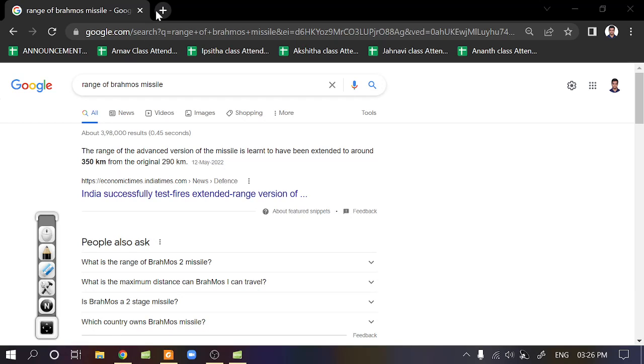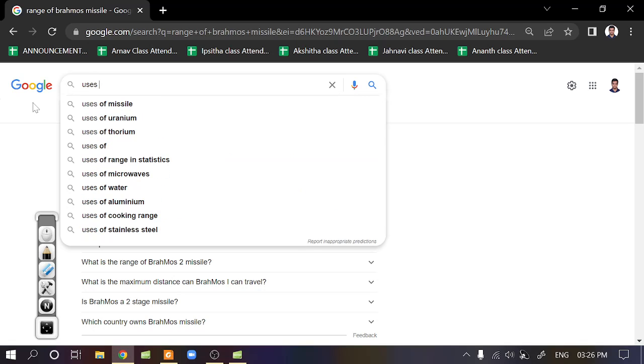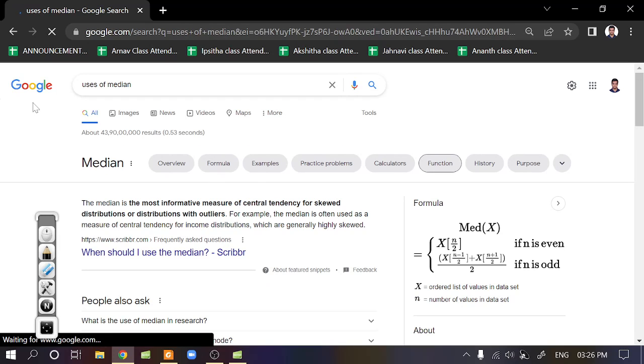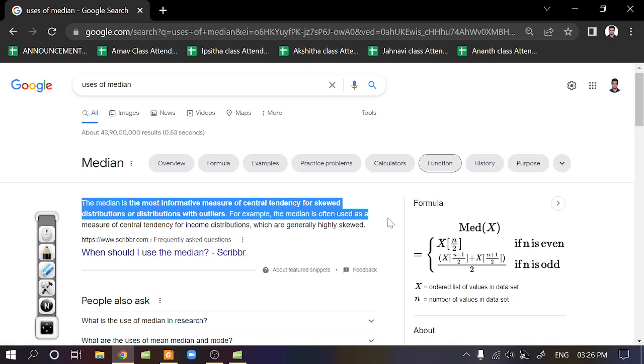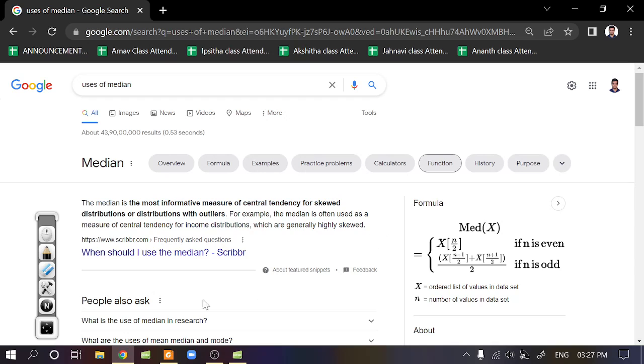Now you might have a doubt. What are the practical uses of median? Where do we practically use it? See here, the use of median is the most informative measure of central tendency for skewed distributions and distributions with outliers. For example, it is often used as a measure of central tendency for income distributions, which are generally highly skewed. Okay.